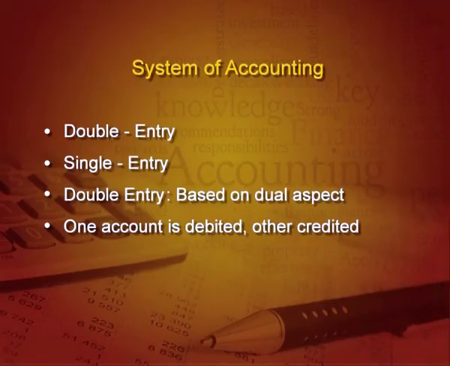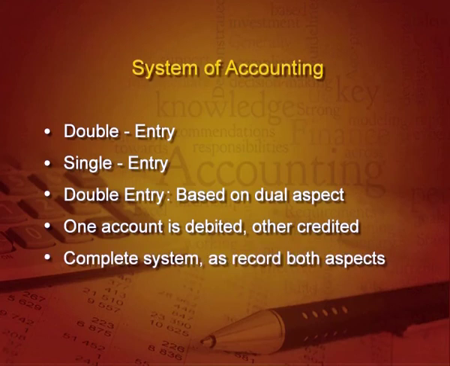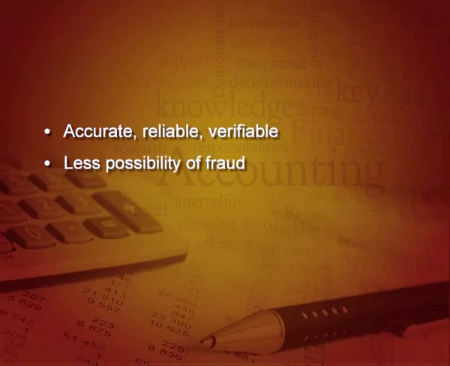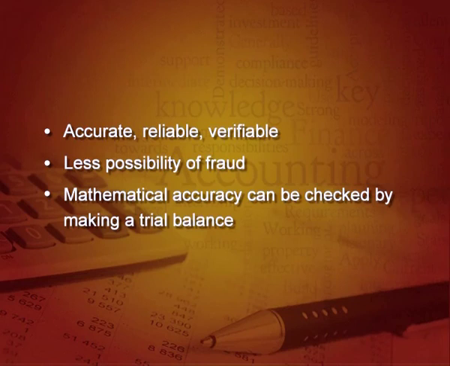Now, this double entry system is a complete system, as it records both the aspects and we can tally the accounts. Double entry system is accurate, reliable and verifiable, and there is very less possibility of fraud here, as you are recording both the aspects. So, how can one do a fraud? And if he is going to do a fraud, it will get checked through the trial balance. So, we can check the mathematical accuracy by making a trial balance.